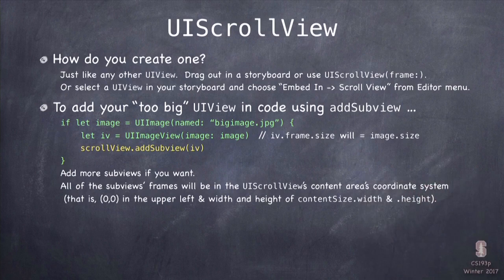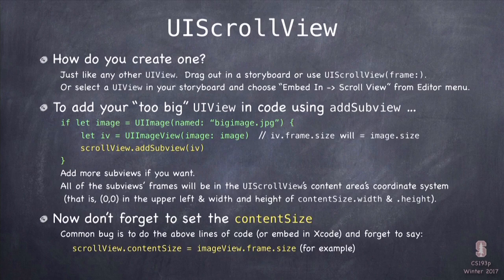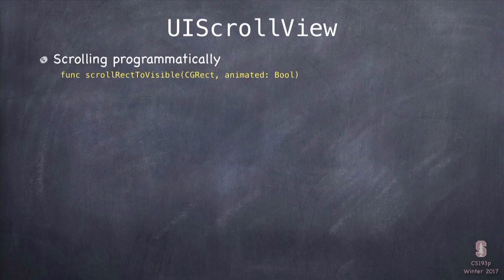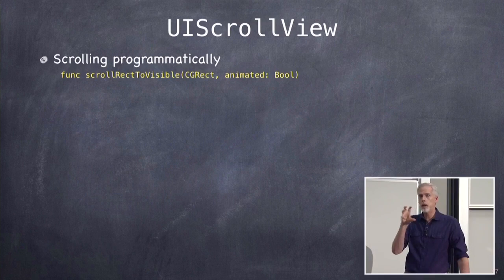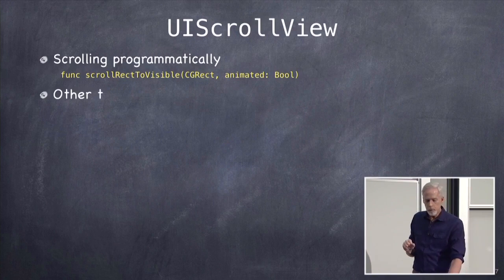Then you just add whatever your too big view is, the view you want to scroll around in, as a subview of the scroll view, but of course you're not going to forget to set the content size. Okay? That's it. It's really quite simple to use. And you can scroll around in there programmatically. Obviously the user is going to have their touch and they can pan around, but you can do it too by saying scroll rect to visible, and it'll take a rectangle and make it hopefully entirely fit on screen. It'll do the minimum amount of scrolling necessary to get that rectangle on screen.